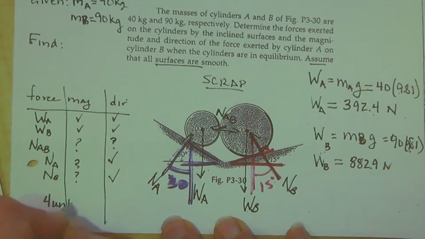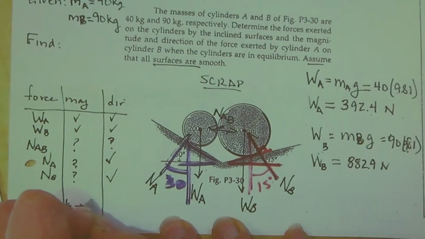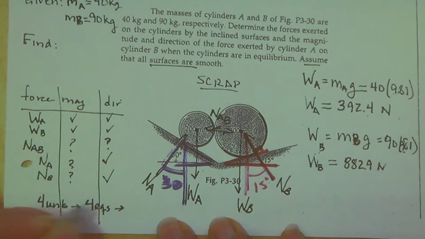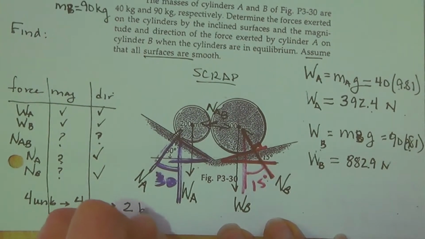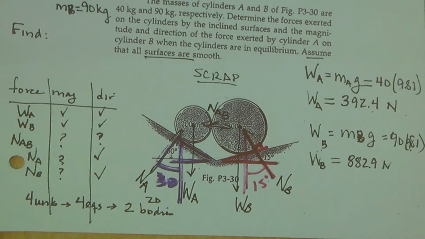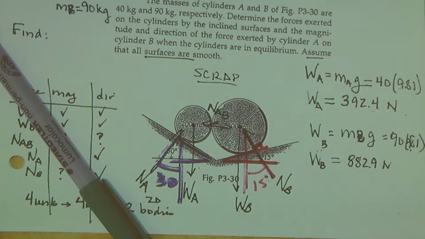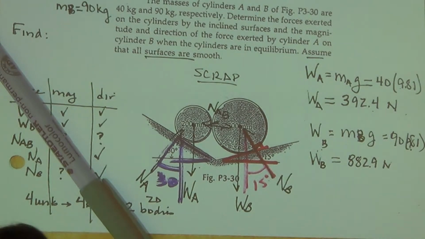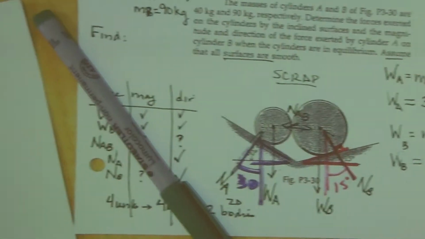So Jason, how many unknowns do we have? 4 unknowns. How many equations do we need? 4 equations, you just jumped ahead. And how many bodies? Because it's 2D, we need 2 bodies. Okay, let's draw the free body diagrams. What bodies, Jason, do you want to analyze? You said you wanted 2 bodies. Which bodies do you want to analyze?